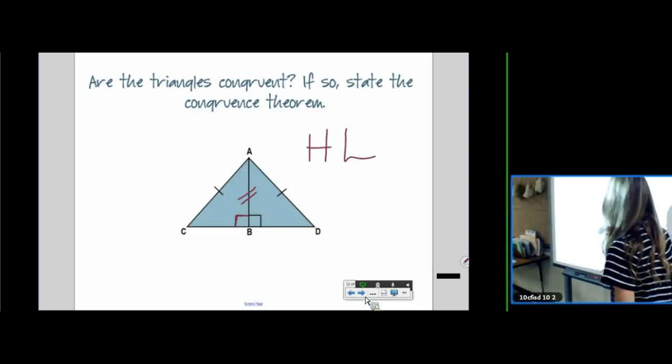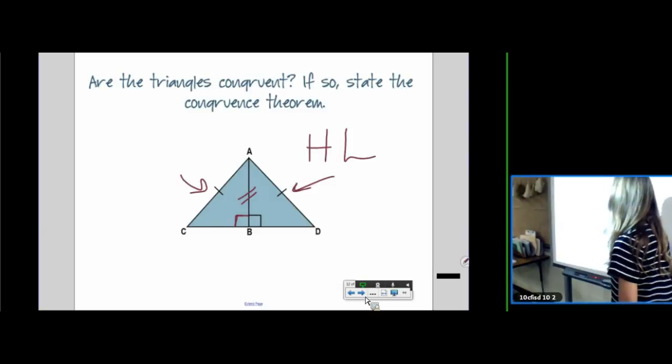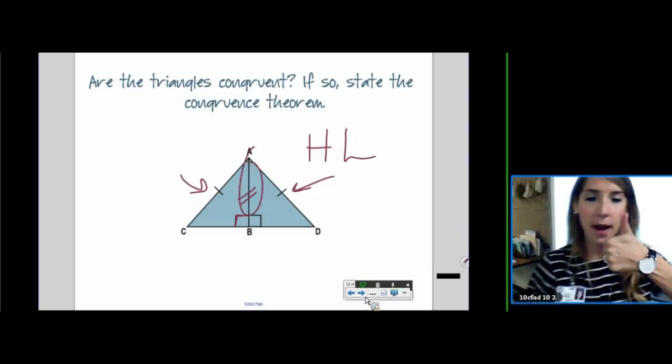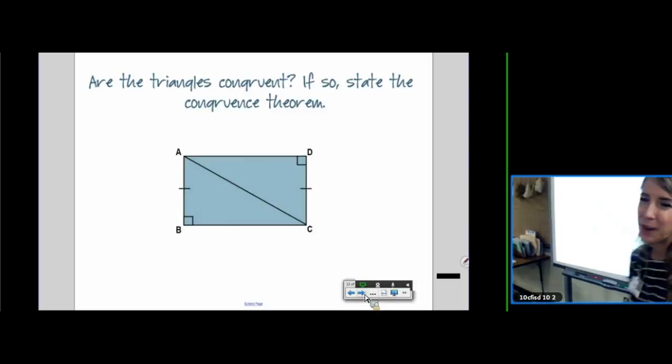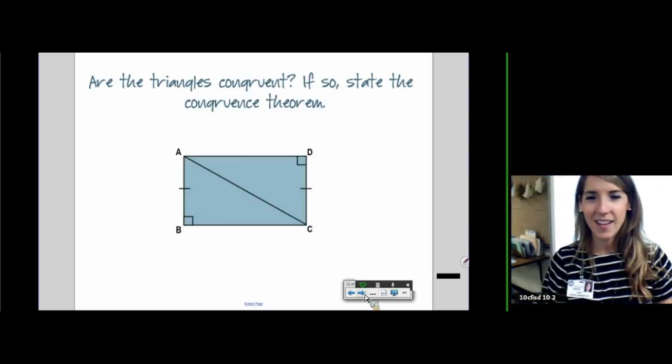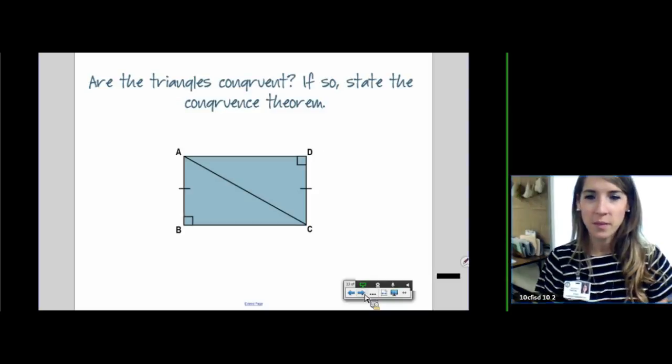There's a hypotenuse. Tick marks on the hypotenuse. Tick marks on the leg. They're both right triangles, so we are hypotenuse legging that one. Is that a verb?